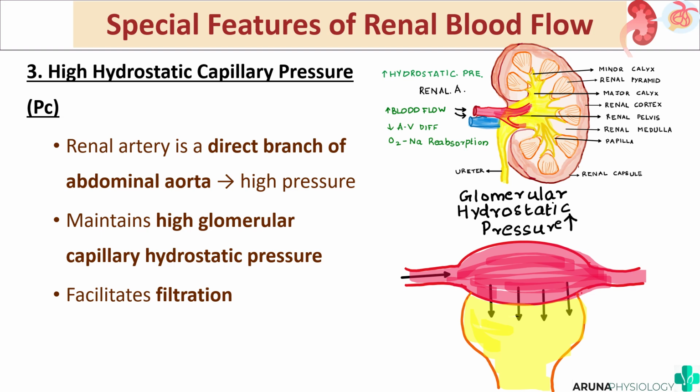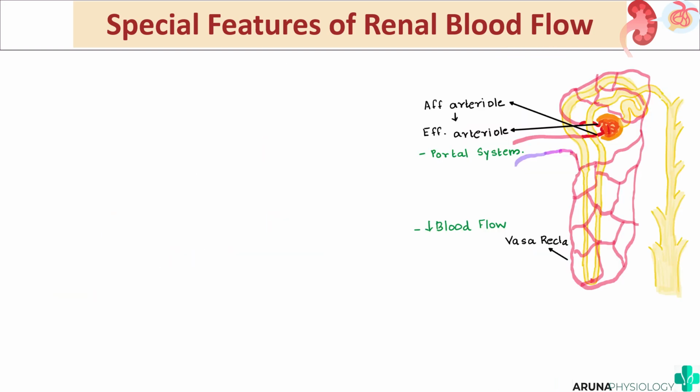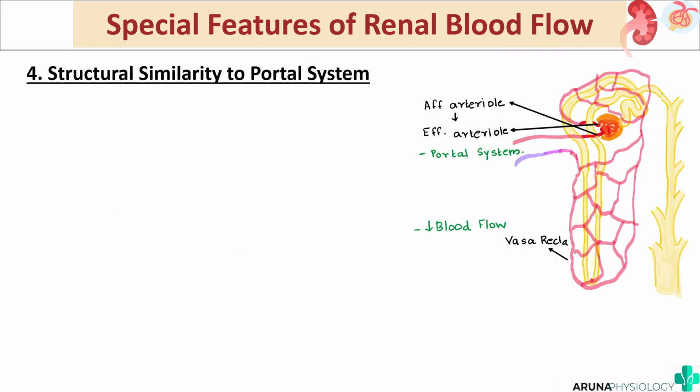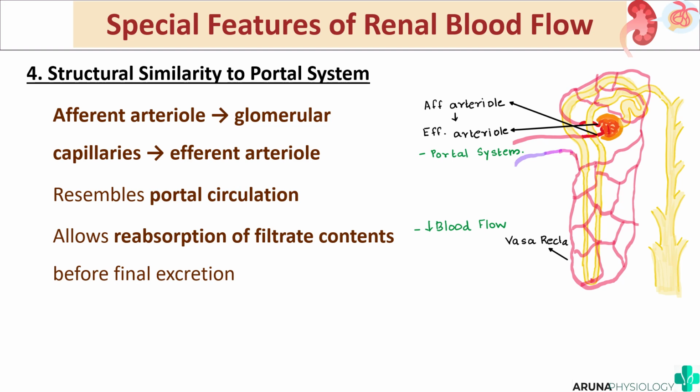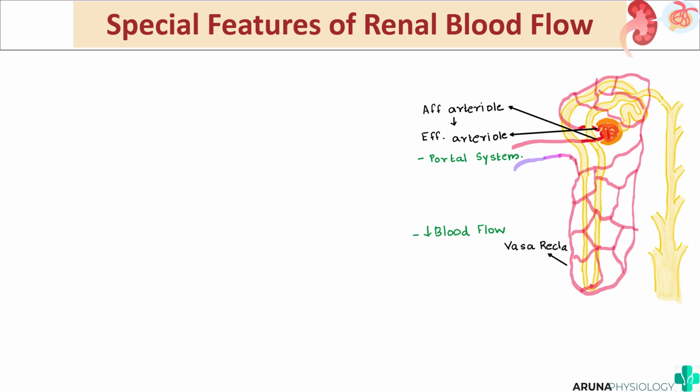Okay. Now, next point, as I said, we've got a portal system. We've got a structural similarity to the portal system because the afferent arterioles break down into the glomerular capillaries, which then break down into the efferent arteriole, which resembles a portal circulation. And this is good because it allows reabsorption of filtrate contents before final excretion. So that is regarding the portal circulation.